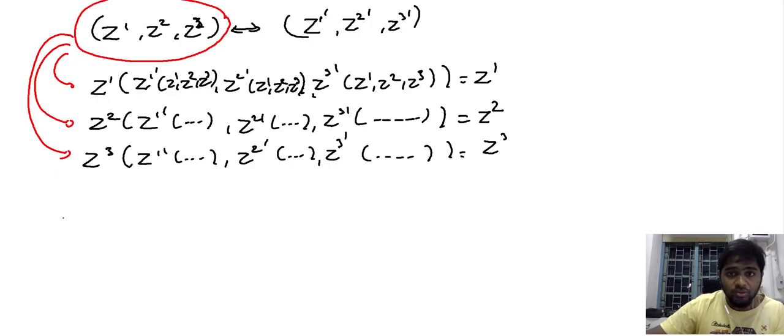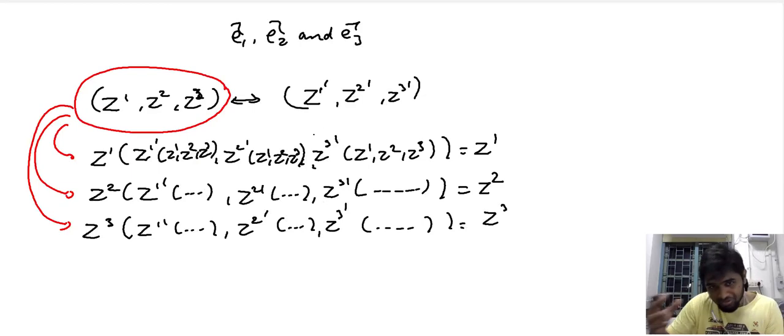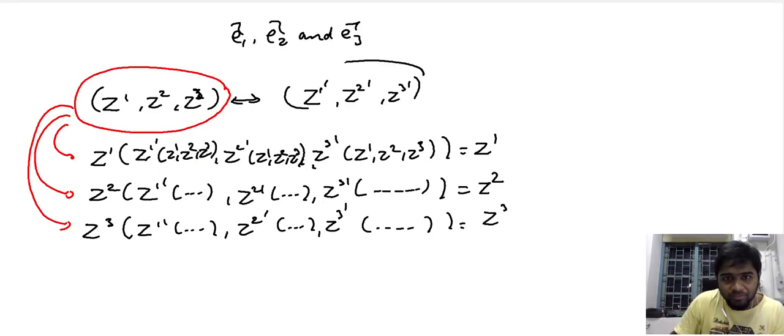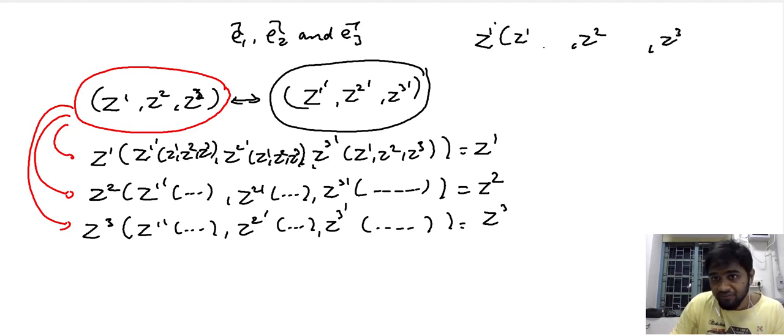And now when you consider the other coordinate system, since both are inverse of one another, the same should hold true for this coordinate system as well. Meaning, when you start off with this coordinate system, it should be possible to consider Z1 prime as a function of Z1, Z2 and Z3, and each of these variables Z1, Z2, Z3 are subsequently functions of Z1 prime, Z2 prime and Z3 prime.